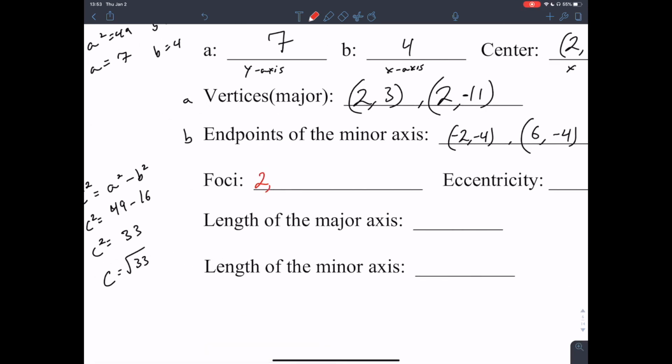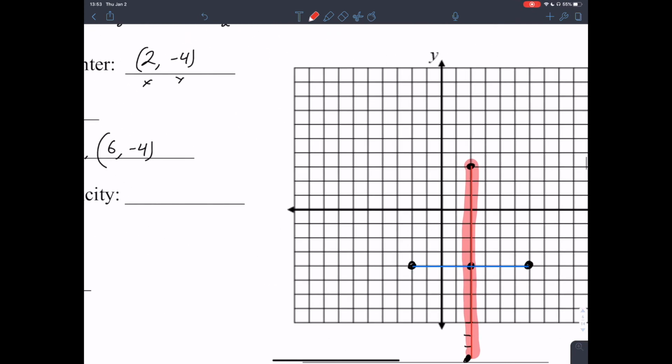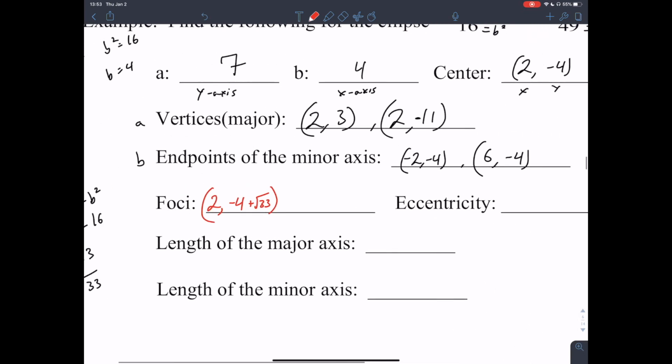So my foci will be 2 comma, because it's always 2 to the right. And then now I'm going to add square root of 33 to the negative 4, to the y value. So it's going to be negative 4 plus the square root of 33, because that's going to move it up. That means the foci is going to be somewhere over here. And then the other foci is the one that goes down. So 2 comma negative 4, because that's the center, and then minus the square root of 33.